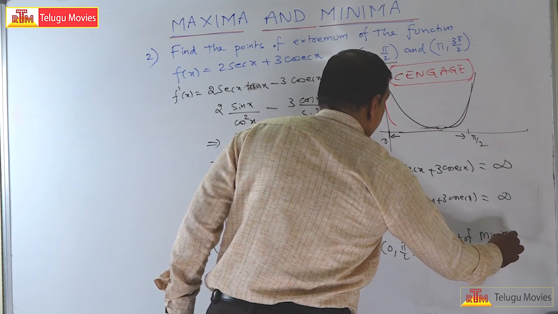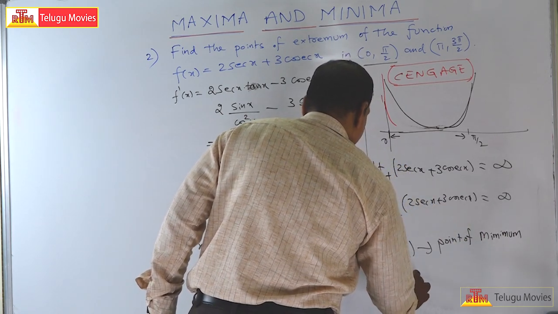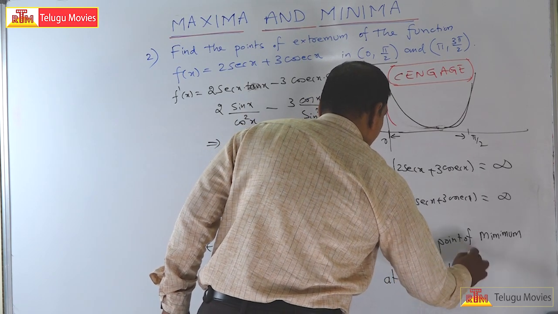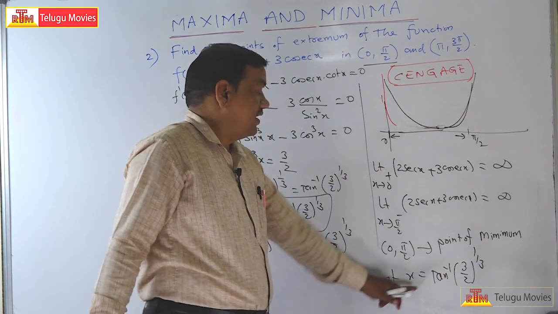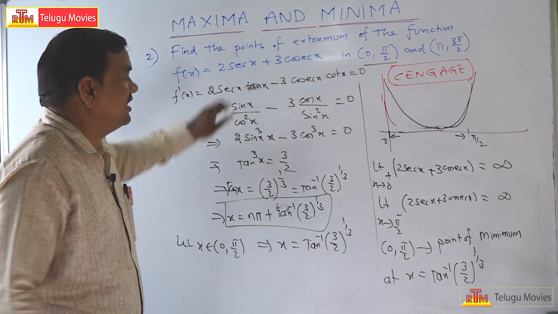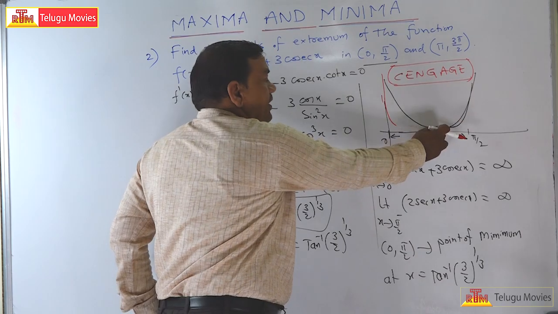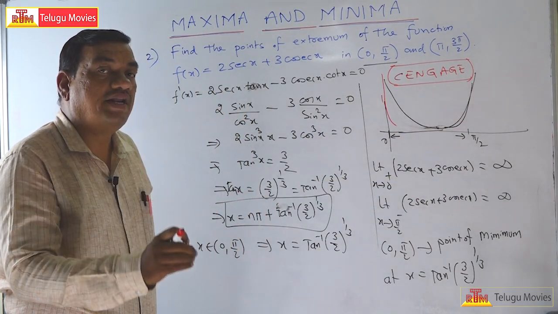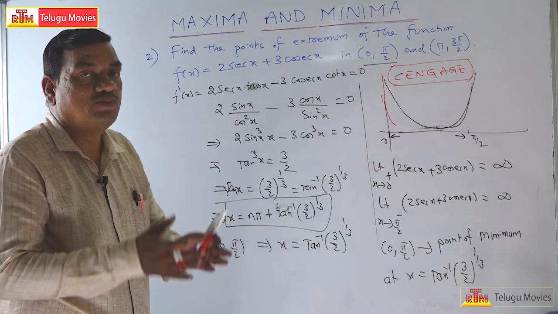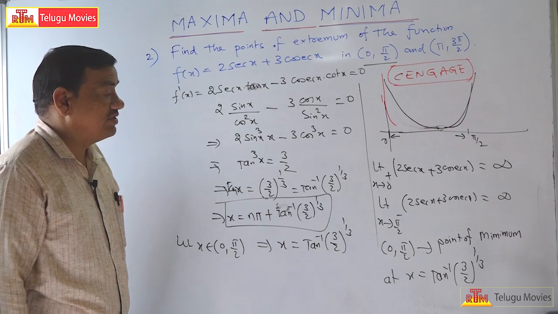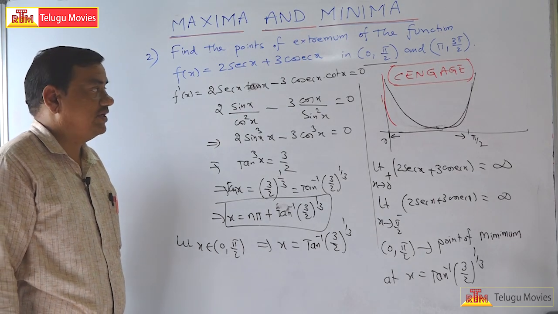That is the global minima. What is that global minima? At x is equal to tan inverse of (3 by 2) whole power 1 by 3. That means in this interval 0 to pi by 2, you will get a global minima, understand? That is the point of minima at x is equal to tan inverse of (3 by 2) whole power 1 by 3.